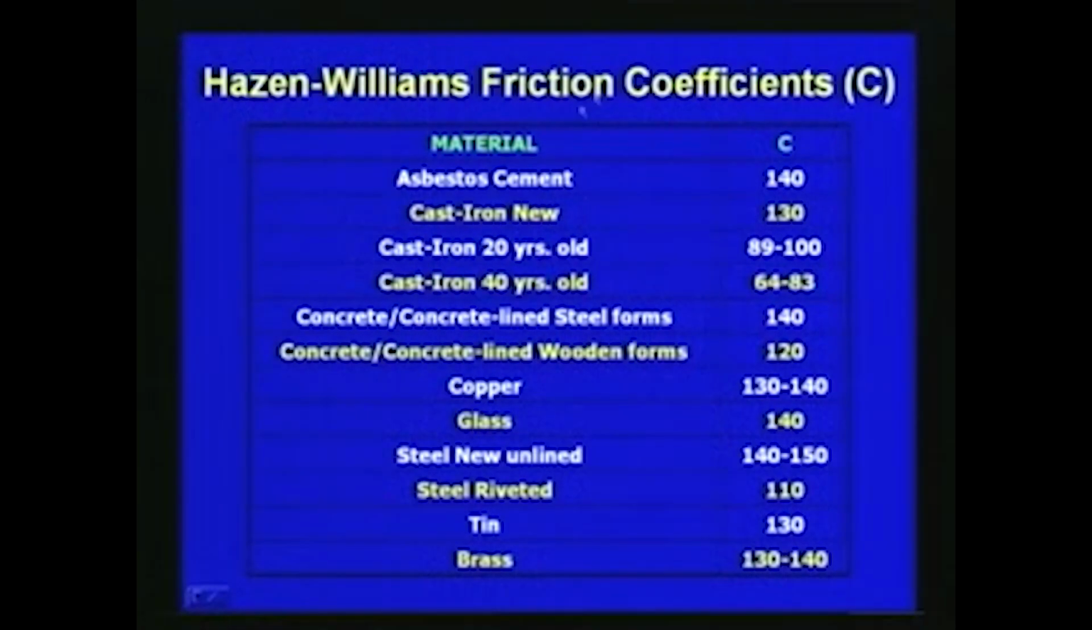This Hazen-Williams friction factor which we discussed depends upon the material. You can see in literature various values are given for C. Like asbestos cement C is equal to 140, cast iron 130, whether it is new or old, say 20 years or 40 years old, this C changes like this. For concrete or concrete-lined steel pipe systems it will be about 140, or if it is lined in wooden forms, it will be 120, or for copper material it is 130 to 140. Like this we can see this factor C as far as the Hazen-Williams equation is considered.